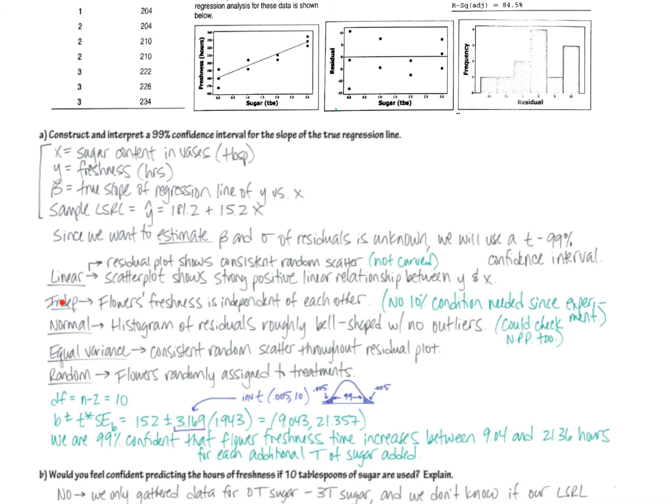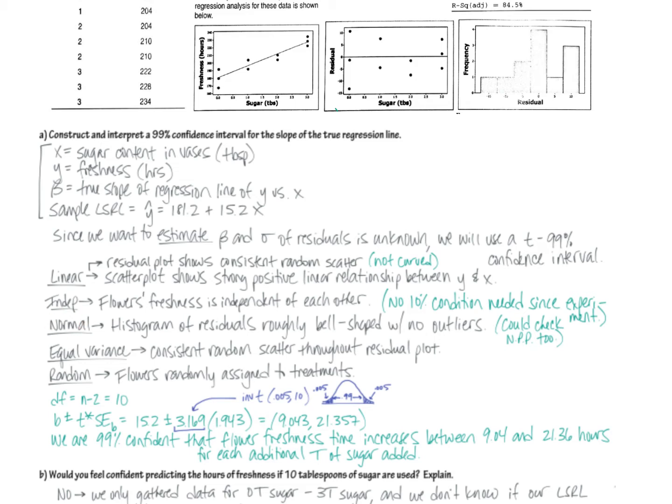The independence condition, they were kept in different vases. So the freshness of one flower doesn't impact the other flowers. We are doing an experiment here, so you don't need to mention anything about the 10% condition. We didn't take a sample of flowers. We just used all of our flowers. Okay, so keep that in mind. When it's an experiment, you don't have to check the 10% condition.